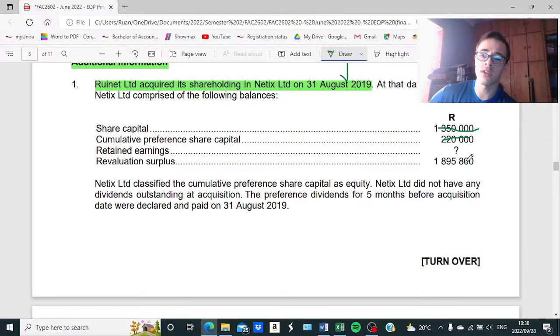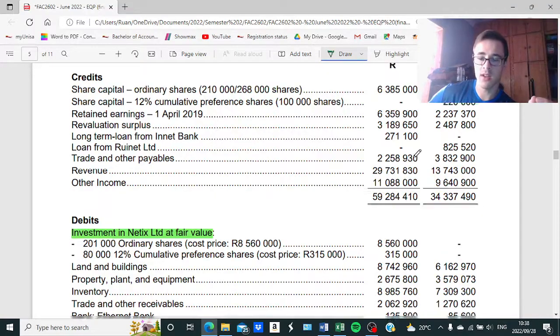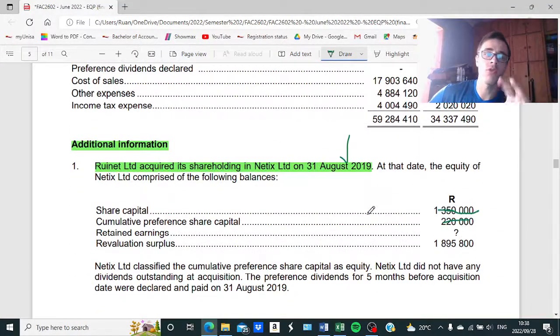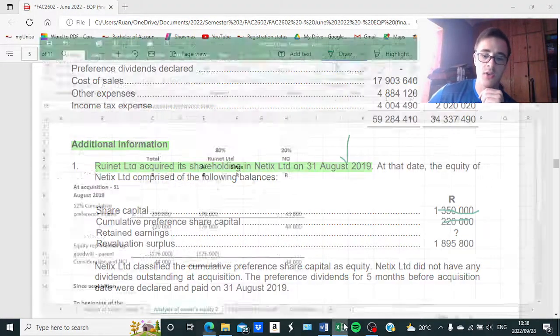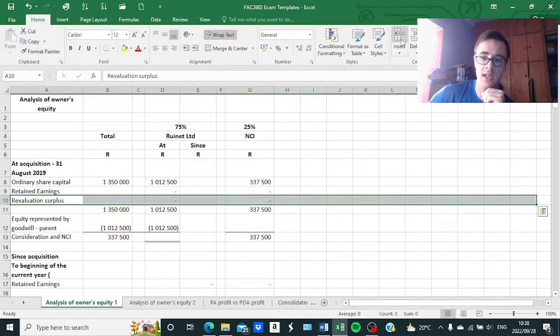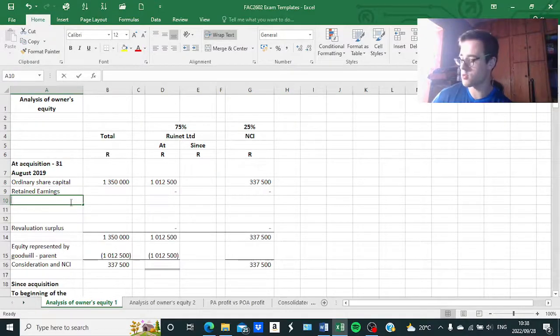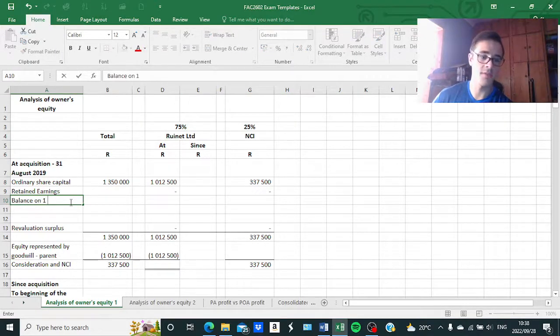It's because you are required to calculate that balance using the pre-acquisition profit, the opening balance, which will be given in your trial balance right here. That is the opening balance for retained earnings, and you will also make use of the preference dividends for that period. In our calculation right here, we will start with the balance on the 1st of April 2019, which was given.